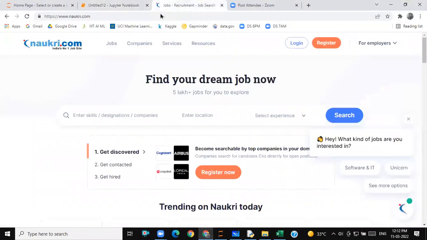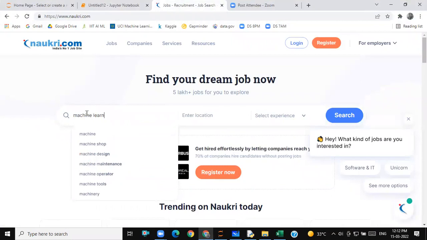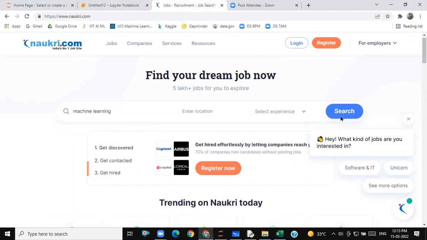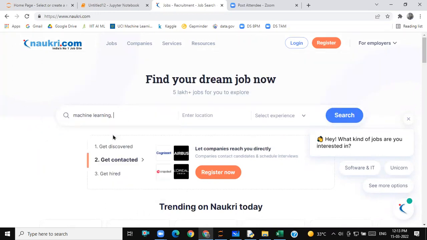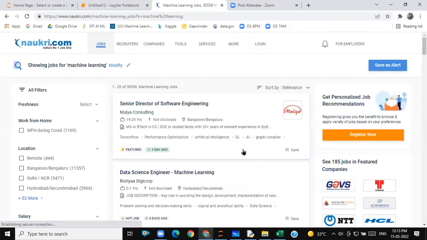But the only thing I can say is, that's the reason I just opened this. Let us start with machine learning. I'm checking on the Naukri portal what types of jobs we can have in machine learning. So let me search it. This is what I typed, only machine learning jobs.